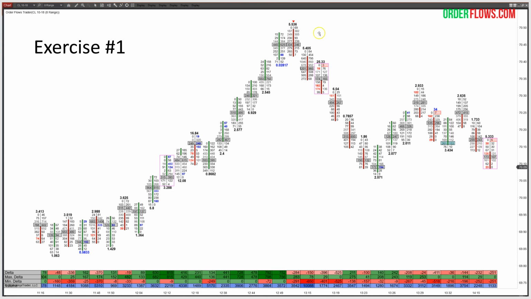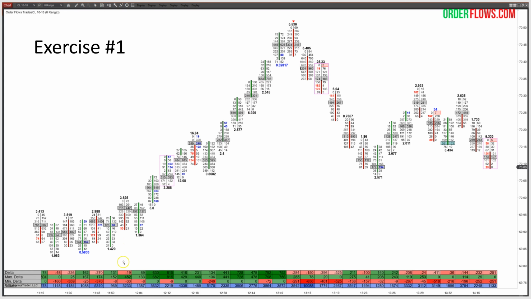Okay, well, the most obvious, up here you have the delta divergence. Most order flow software will draw a triangle. My software draws a triangle, so that draws your attention to a divergence up here. But you have this whole big move up here, right? If you're not watching the delta, you're maybe not keyed in on this move up.